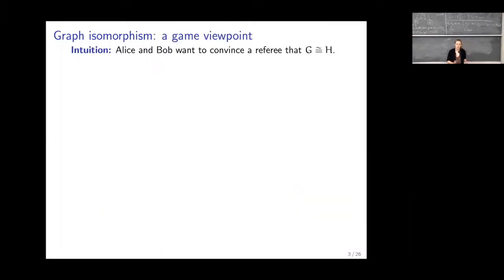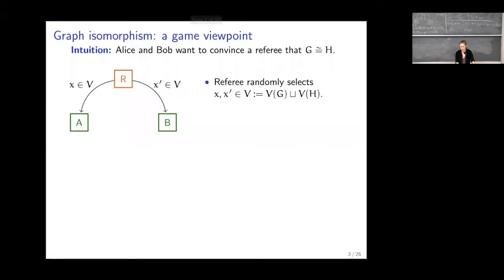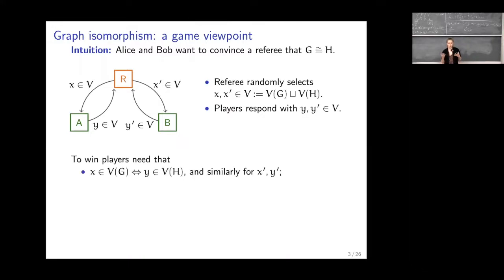The intuition behind how we want to design this game is that you should think of it as some sort of interactive protocol through which the players, Alice and Bob, try to convince the verifier that two graphs are isomorphic. The game proceeds as follows. The referee, or verifier, selects two vertices, x and x prime, and these could be vertices of either of the two graphs. For simplicity, let's assume that the vertex sets of the two graphs are disjoint. Then Alice and Bob have to respond, again, with two vertices. Afterwards, they will win or lose this game together as a cooperative.